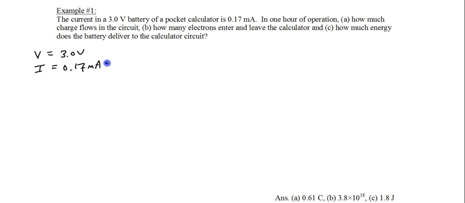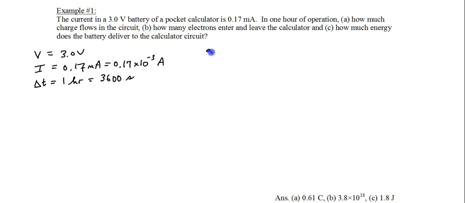This current of 0.17 milliamps should be converted to amps, so that we get our correct answer in the correct units. And we also are told that it operates for 1 hour. So our change in t, our time, is 1 hour. And in 1 hour, that is 3,600 seconds. Remember, there's 60 seconds in 1 minute and 60 minutes in 1 hour.